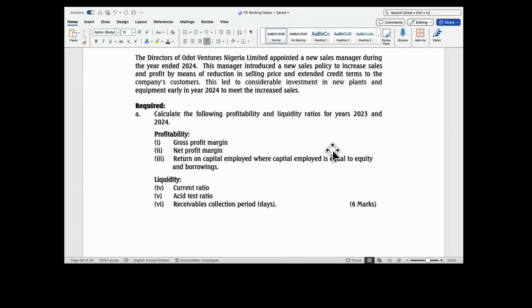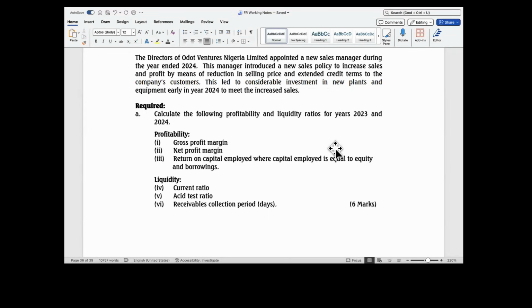Profitability ratios. We have gross profit margin, net profit margin, return on capital employed, where capital employed is equal to equity and borrowing. Liquidity ratios, we have current ratio, acid test ratio, receivable collection period in days.